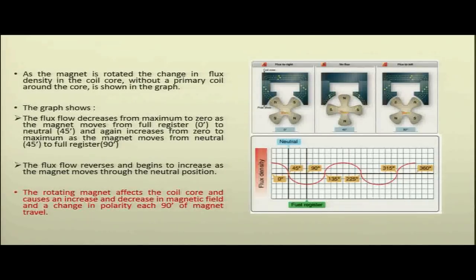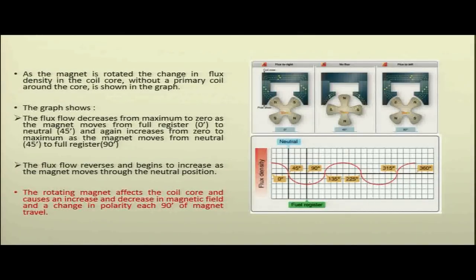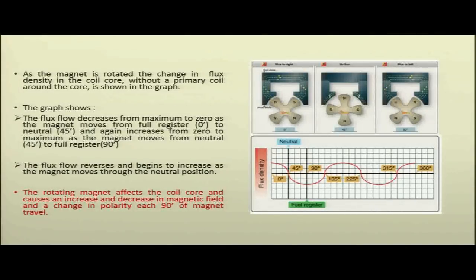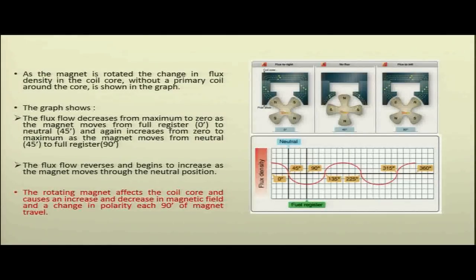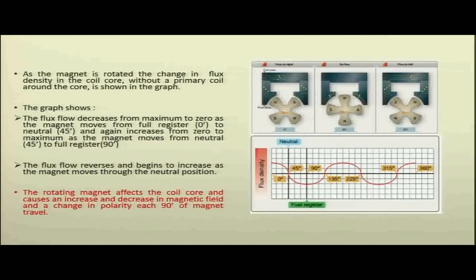So, this rotating magnet will affect the coil core, and it will cause an increase and decrease in the magnetic field. You see here it was a decrease in magnetic field from 0 to 45 degrees, again from 45 to 90 degrees it was an increase in the magnetic field. So, there is an increase and decrease in magnetic field and a change in polarity each 90 degrees of magnet travel. So, every 90 degrees of magnet travel there will be increase and decrease of the magnetic fields as well as change in polarity. So, this was about the basic theory of operation of a magneto, of a magnetic circuit.